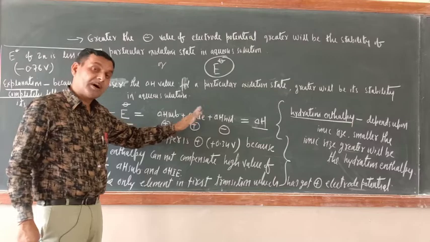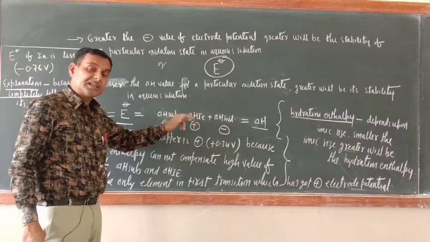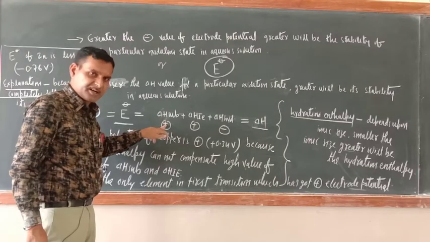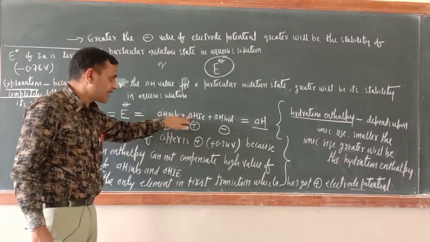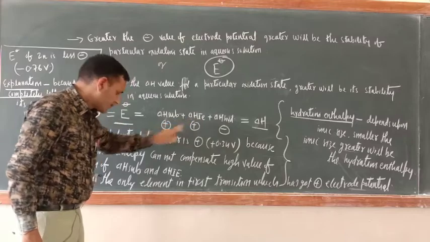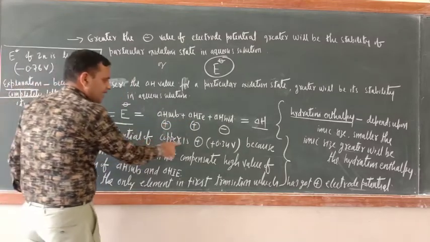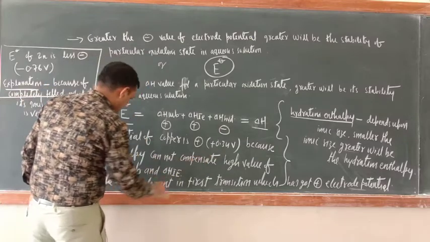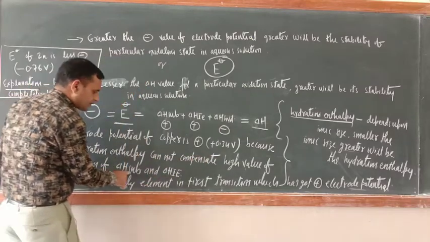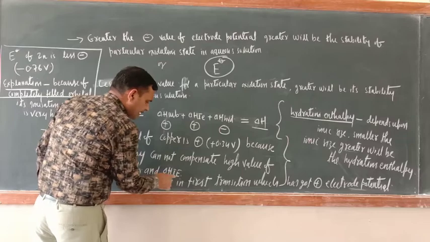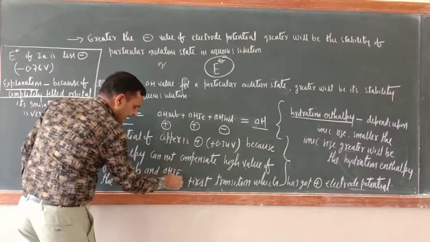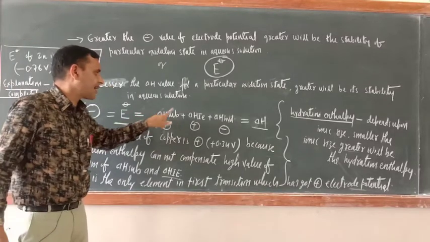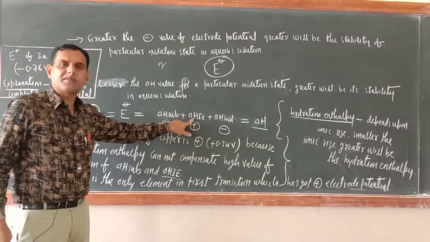So the amount of energy released is not compensating the amount of energy needed, that is the sublimation and ionization enthalpy. So here I wrote: electrode potential of copper is positive because hydration enthalpy cannot compensate the high value of sum of sublimation and ionization enthalpy. Now you may raise the question, why is the sublimation and ionization enthalpy of copper high?